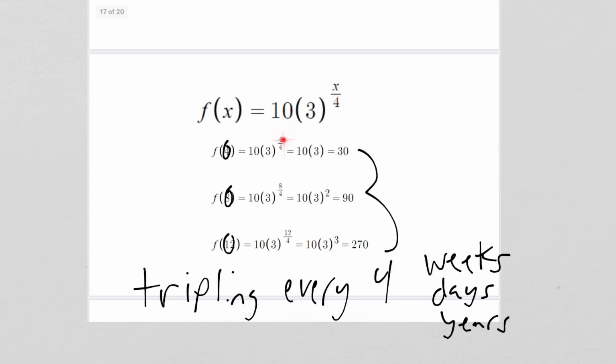And we can see why that works here, because if we do 4 divided by 4, that's going to allow us to triple once. If we do 8 divided by 4, that's going to allow us to triple twice. If we do 12 divided by 4, that's going to allow us to triple 3 times, right? And so that means that after 12 units of time, we have now tripled 3 times.